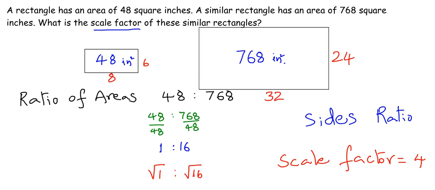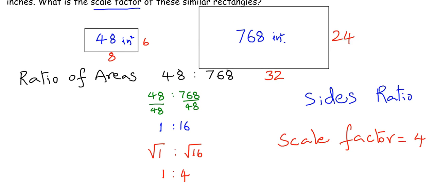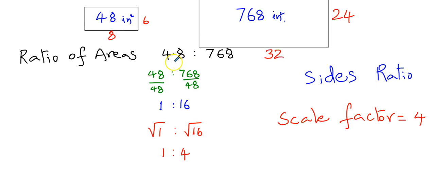What is the process? From the given areas of similar rectangles, first thing is I'll find the ratio. To find the ratio, the best way is to make the first term 1. You made it 1 by dividing with 48, so that 48 over 48 is 1. Because you divided the first term by 48, I have to divide the second term also by 48, so you got 16.